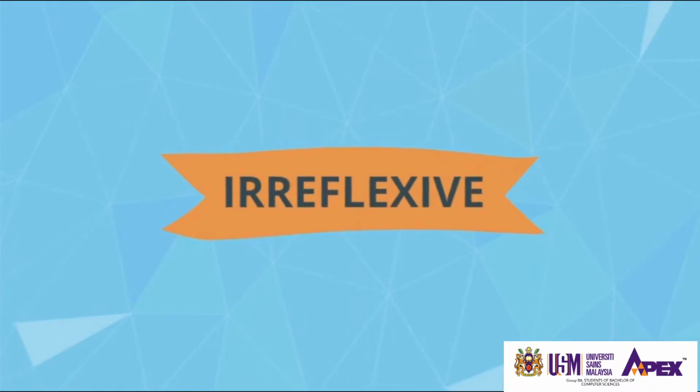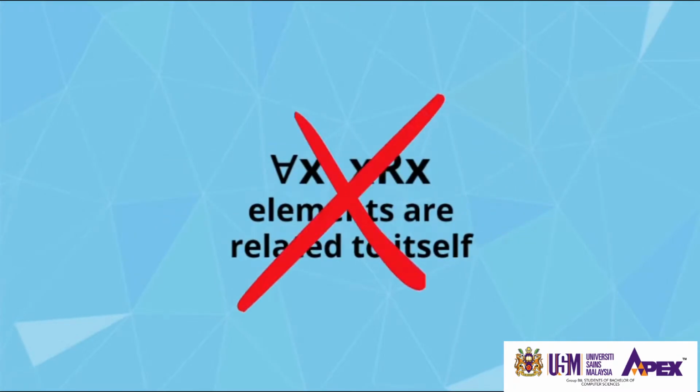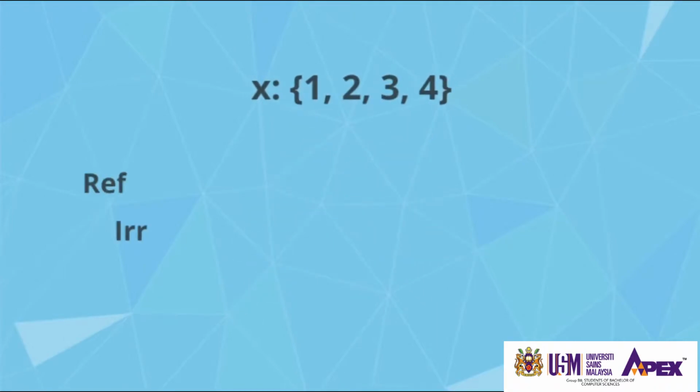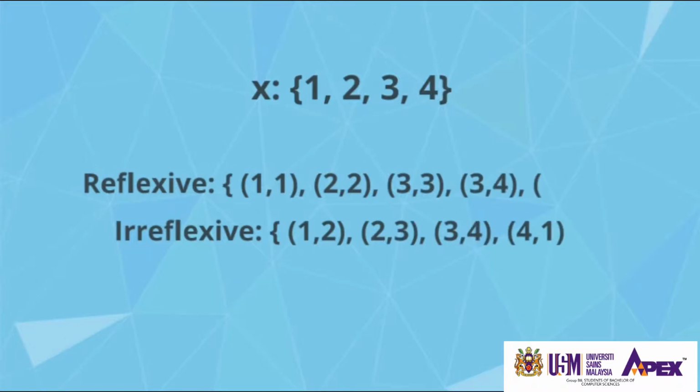Next, we have irreflexive relation. As its name suggests, in an irreflexive relation the elements do not relate to themselves. Here are a couple of examples for you to differentiate reflexive and irreflexive relations.